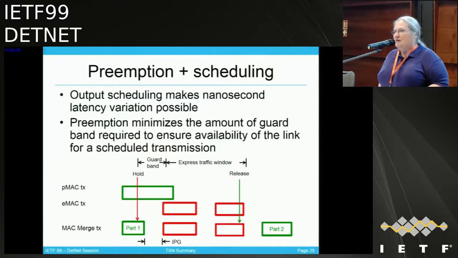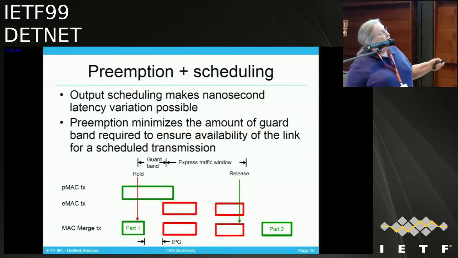So the other issue we have is that you can't preempt a frame immediately. It takes some time to actually realize you've got another frame there, preempt it, have an IPG, and then let the traffic start. We would like to be able to transmit scheduled traffic when it's going to be there. So we would like to go ahead and preempt ahead of time.